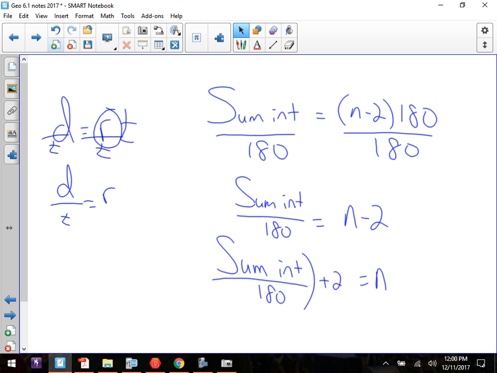To get this. You'll see this a lot. Sometimes people like using that generic formula, some people just like solving it out for x on its own. So you can take the sum of the interior divided by 180, and work the other way. Let me show you an example.